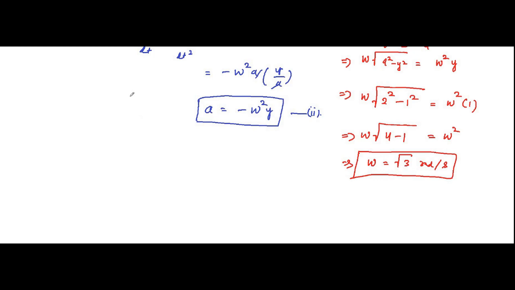Then we have to calculate the time period. We know time period is equal to 2 pi by omega. So it is 2 pi by root 3. The result that we are getting is 3.63 seconds. That is the first thing that is asked.